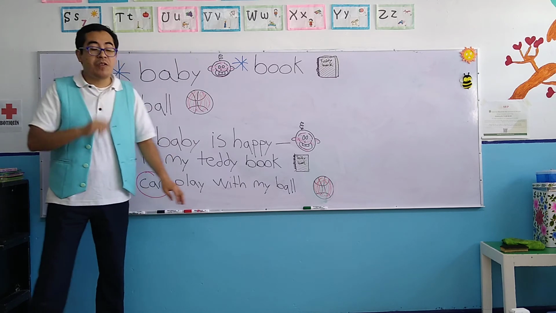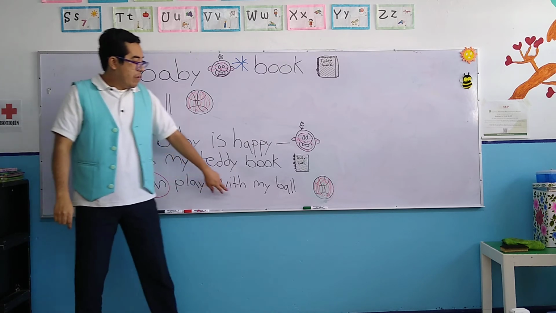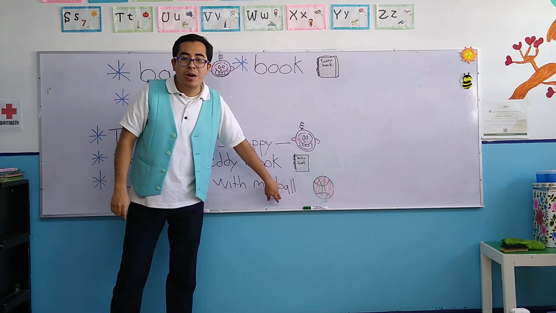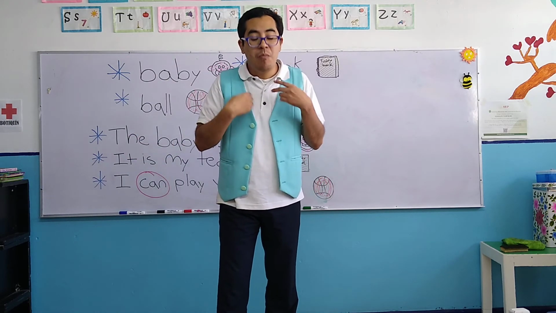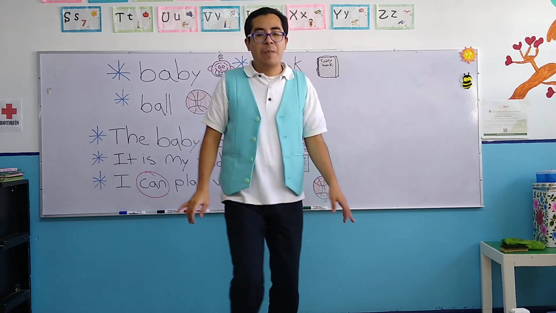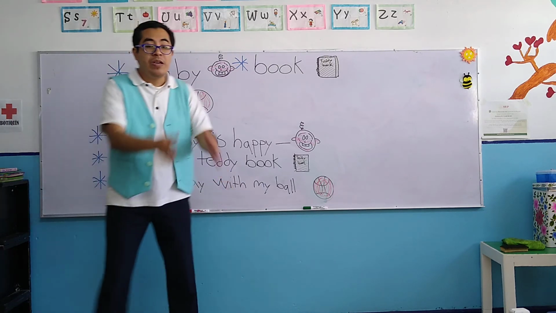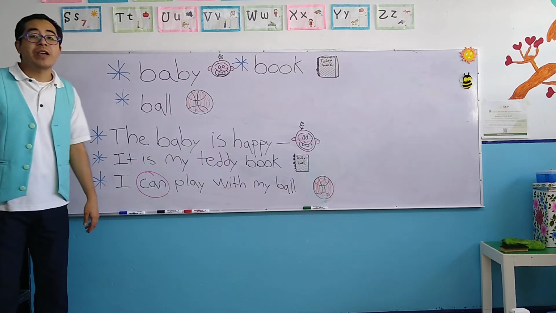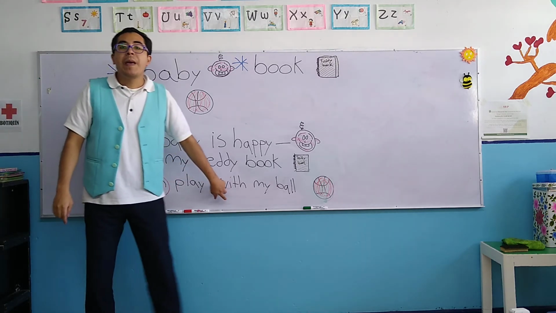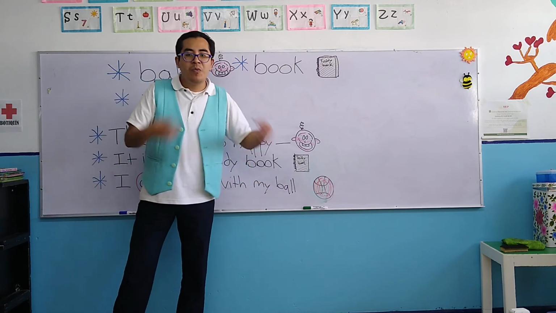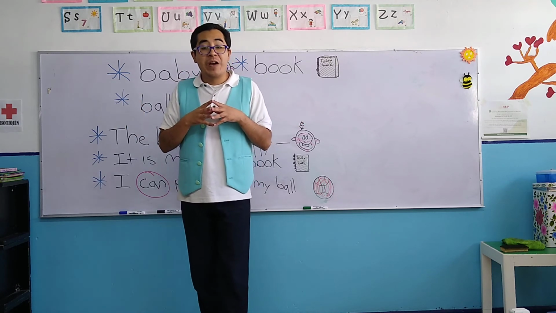So, please repeat after me. I can play with my ball. In Spanish, if we translate it into Spanish, means yo puedo jugar con la pelota. Okay? One more time, please repeat after me because this sentence is very long. Okay? Let's try it one more time. I can play with my ball. Yo puedo jugar con mi pelota. Okay? Very good, my children.